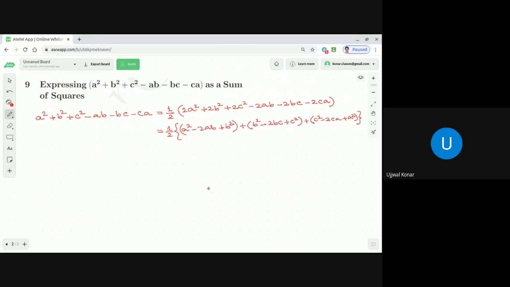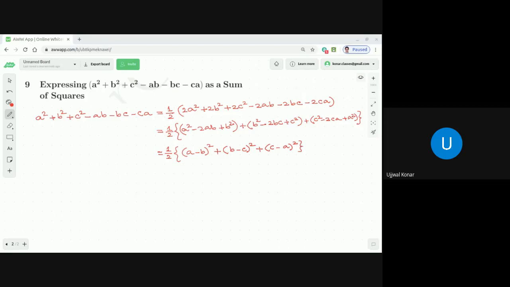Correct, dear students? All of you agree with me? We can write it like this. So that is equal to what? 1 by 2. a square minus 2ab plus b square is (a minus b) whole square. b square minus 2bc plus c square, we can write as (b minus c) whole square, plus c square minus 2ca plus a square, we can write as (c minus a) whole square. And that is expressing it as a sum of squares.